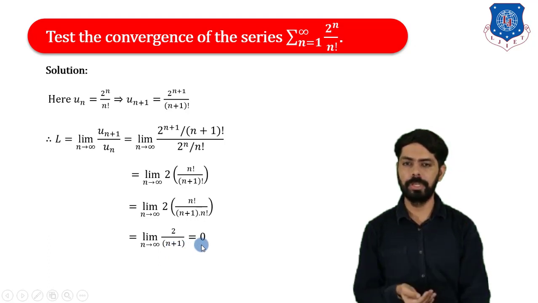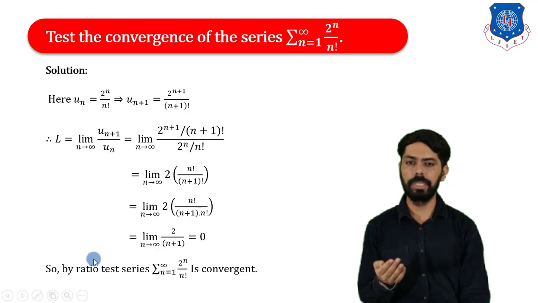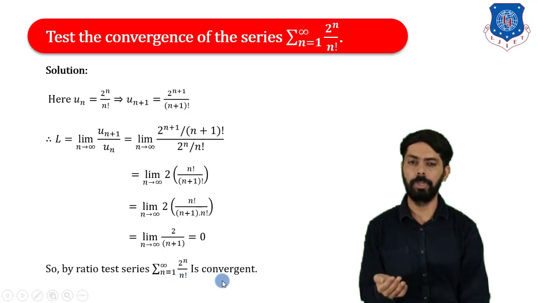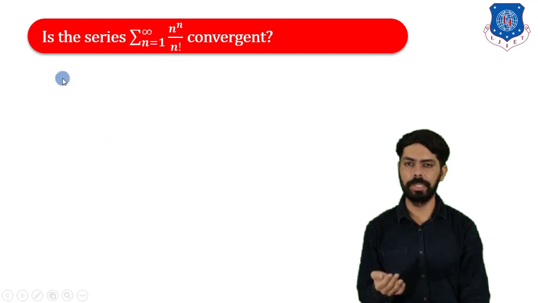Now as we have discussed earlier, if 0 less or equal to capital L less than 1, then series is convergent. Therefore we can say that by ratio test series sigma n equal to 1 to infinite 2 raised to n divided by n factorial is convergent. Now we will discuss the next example.